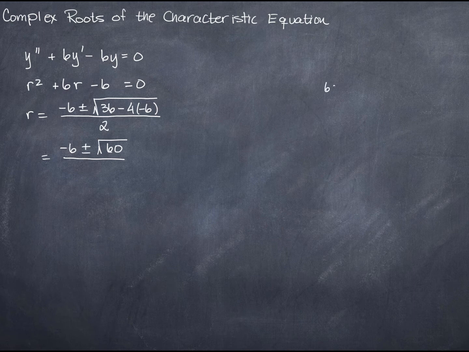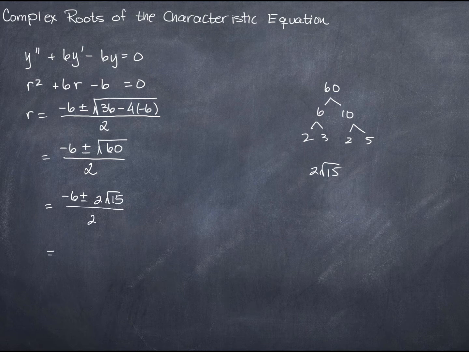60, I'm just going to go over here and do some scratch work. 60 is 6 times 10, 2 times 3. 60 is also 5 times 12, so I could have done it that way. 2 times 5, so I get 2 root 15 here. And then I can put, oh, I never put my 2 in the denominator here. And then I can put that in place of 60, so I have negative 6 plus or minus 2 root 15 over 2, and that reduces to negative 3 plus or minus root 15.